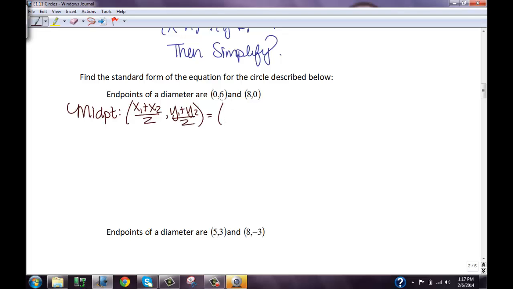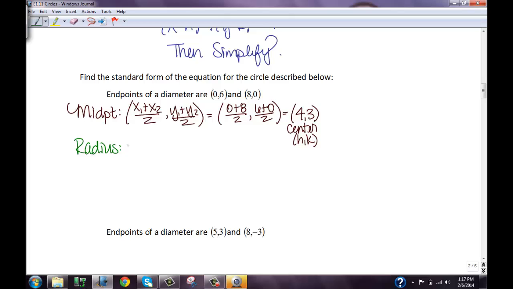So here if I add my x's, I have 0 and 8. I'm going to divide that by 2. And my y's, I have 6 and 0, and divide that by 2, which gives me the point 4, 3. Okay, so this is my center, or in other words, my HK. So now I have my center. Now I want to use that center and one of these points to find my radius. Remember, in order to find the radius, we're going to use the distance formula.